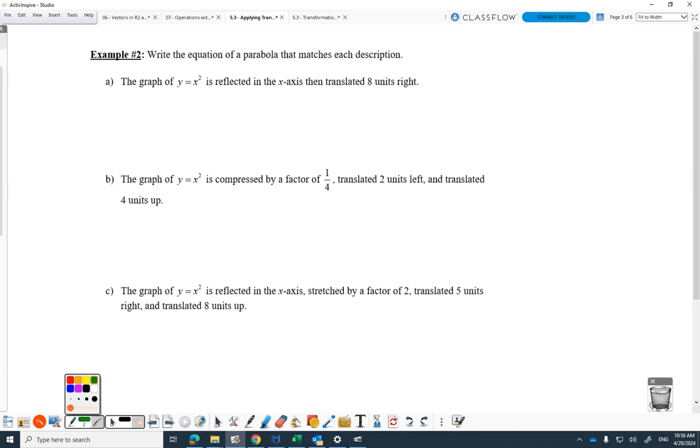Y equals x squared is reflected in the x-axis and translated 8 units right. Who wants a shot at this? Or at least part of it? Y equals x plus 8. Oh, 8 units right. So is 8 units right in the brackets or out of the brackets? That's in the brackets. And it's minus 8.